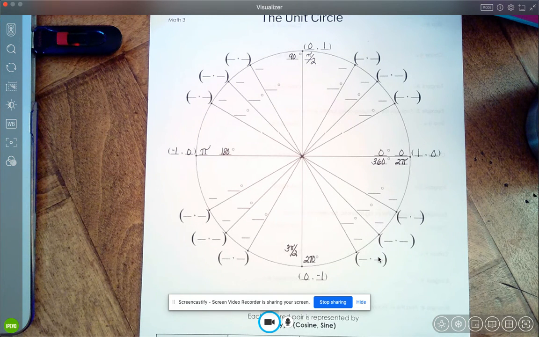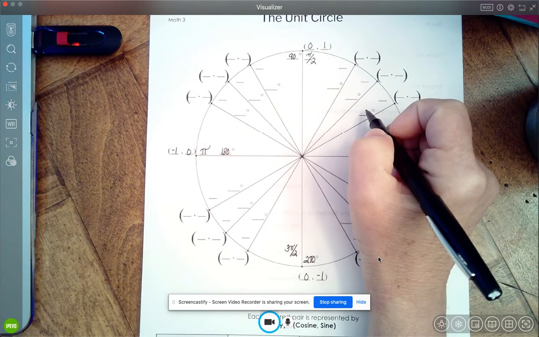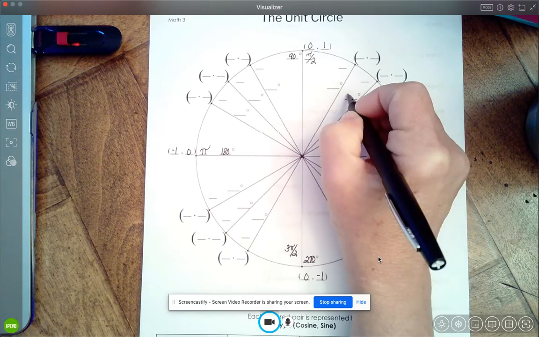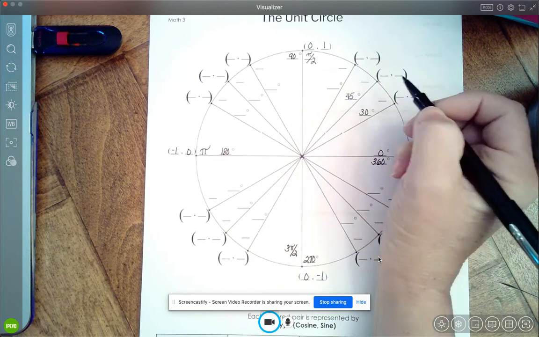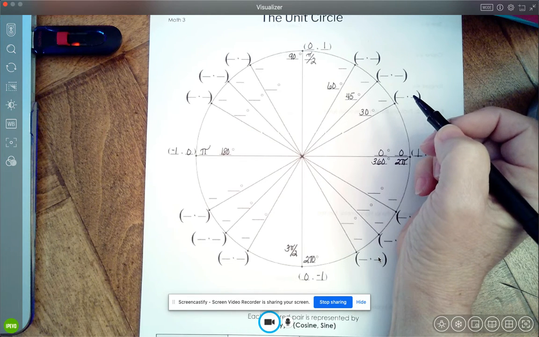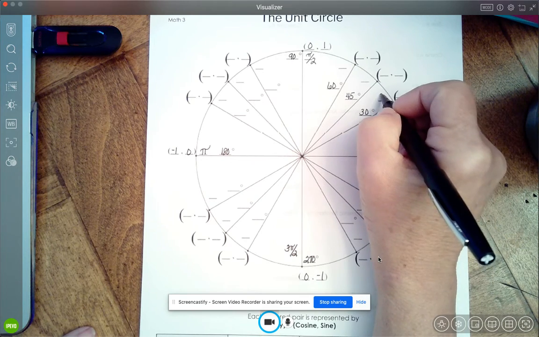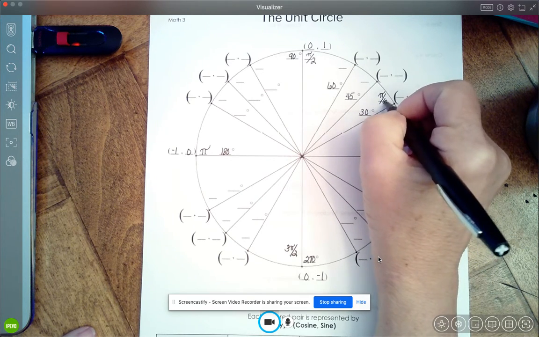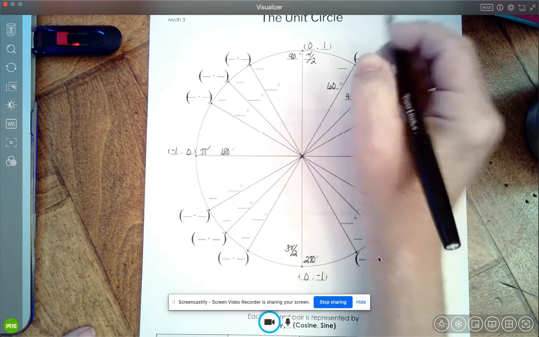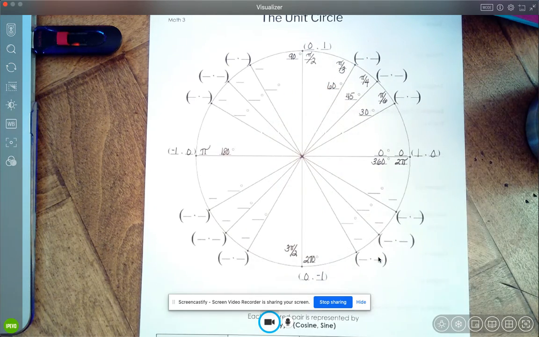Now, here's where special triangles come in, okay? From right here, I'm just going to go ahead and label these in my first quadrant. This is going to be 30 degrees. This is going to be 45 degrees. And this is going to be 60 degrees. Now, we converted degrees into radians on Monday or Tuesday. 30 degrees is pi over 6. 45 degrees is pi over 4, and 60 degrees is pi over 3. You can do your conversions.